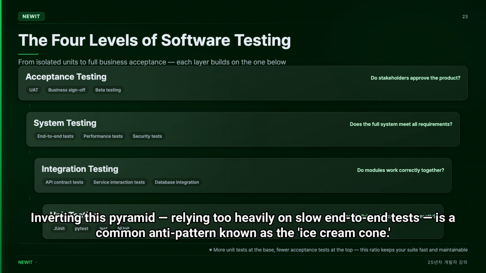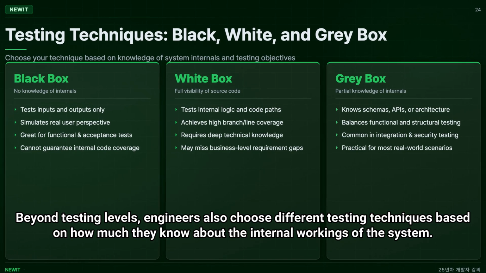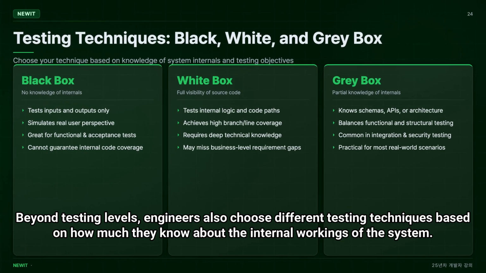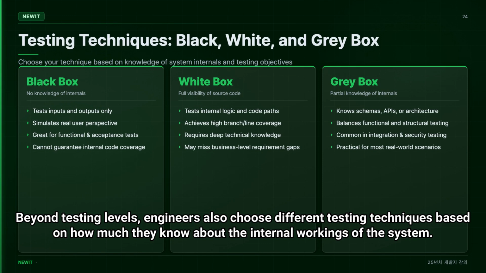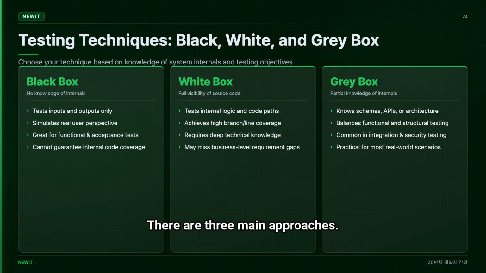Inverting this pyramid, relying too heavily on slow end-to-end tests, is a common anti-pattern known as the ice cream cone. Beyond testing levels, engineers also choose different testing techniques based on how much they know about the internal workings of the system. There are 3 main approaches.